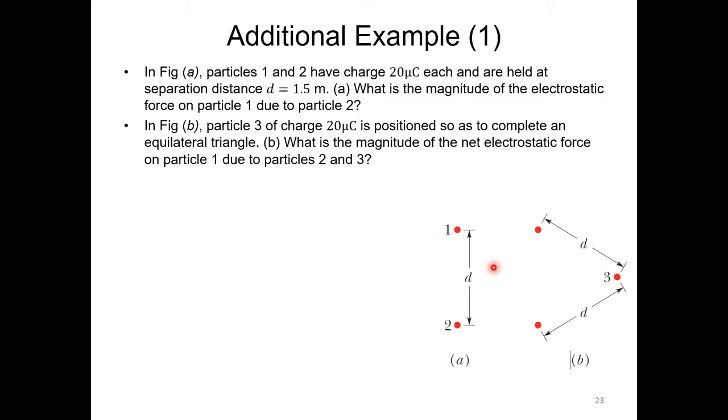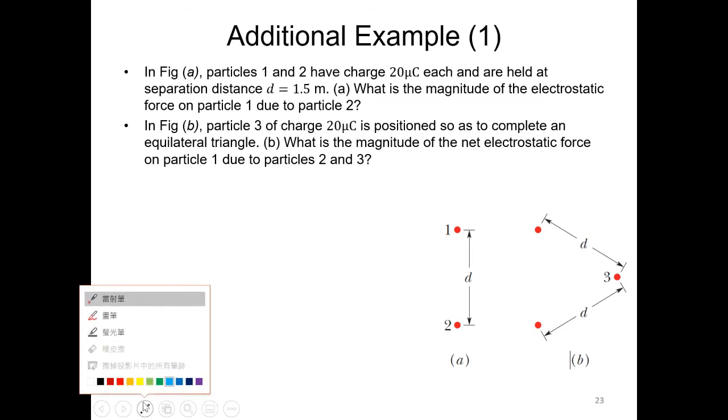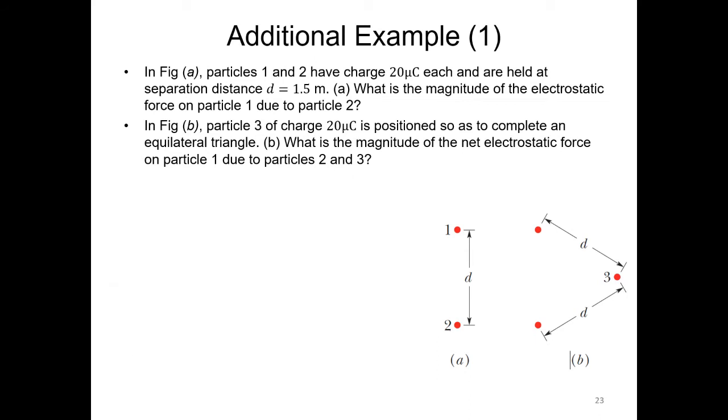So here is an additional example. We have particles 1 and 2, each with charge 20 microcoulomb, at a separation distance d equals 1.5 meters. What is the magnitude of the electrostatic force on particle 1 due to particle 2?